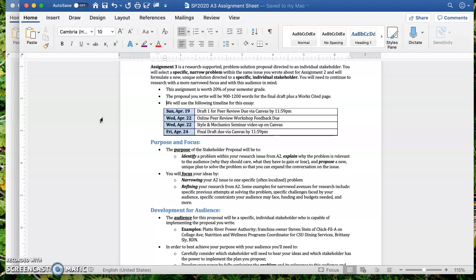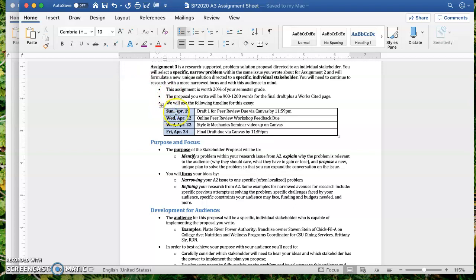because not all of your research, but a lot of your research for this assignment will be research that you've already done for A2. So we won't need as much time to really focus on heavy research. We're going to focus more on how to write a proposal. So we have about 3 weeks with this A3 assignment.